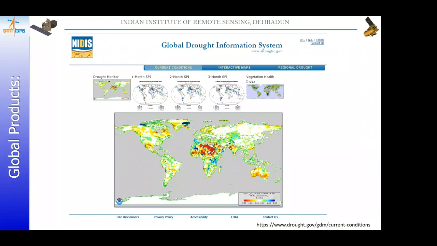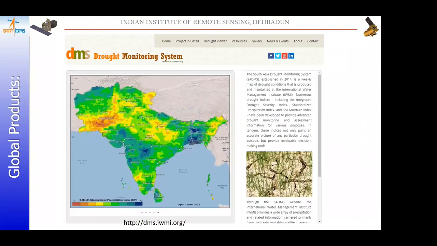In the same series, the very first product is the Global Drought Information System by the US government, where they define the drought monitor. They also generate the products of the 1 month SPI, 2 month SPI, 3 month SPI, and the vegetation health index map, which is an integration of VCI and TCI. This is a global product which you can easily visualize over pan India, and you can also download the particular year specific data sets.